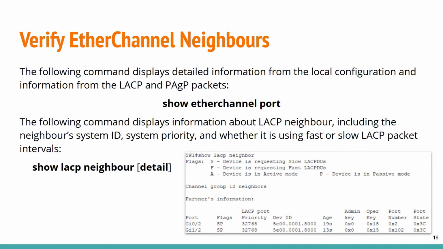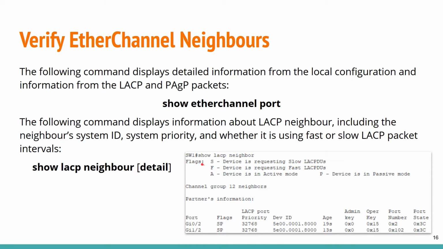How to verify EtherChannel neighbors? The following command displays detailed information from the local configuration and information from the LACP and PAgP packets: show etherchannel port. The following command displays information about the LACP neighbor, including the neighbor's system ID, system priority, and whether it is using fast or slow LACP packet intervals: show lacp neighbor, and there is an optional keyword, detail.